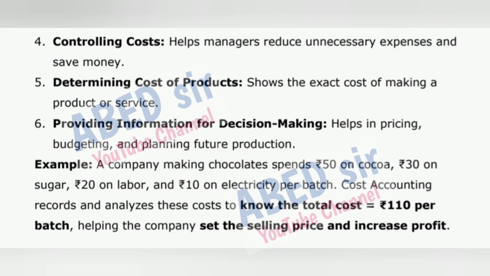6. Providing information for decision making. Helps in pricing, budgeting, and planning future production. Example: a company making chocolate spends 50 rupees on cocoa, 30 rupees on sugar, 20 rupees on labor, and 10 rupees on electricity per batch. Cost accounting records and analyzes these costs to know the total cost is equal to 110 rupees per batch, helping the company set the selling price and increase profit.